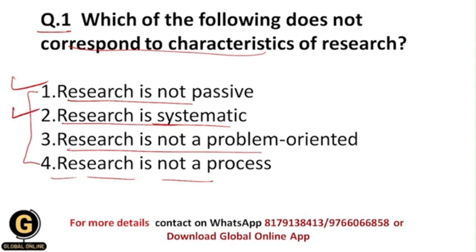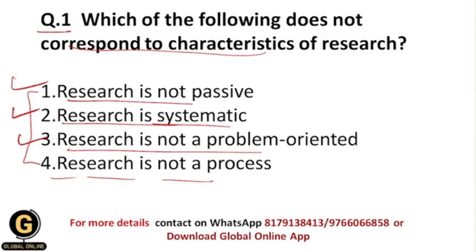Research is not problem oriented. It means that research is solution oriented, because we already have the problem and we need to solve that problem, and for that process we need research. That's why research is basically solution oriented, not problem oriented, and that's why this is a characteristic of research.